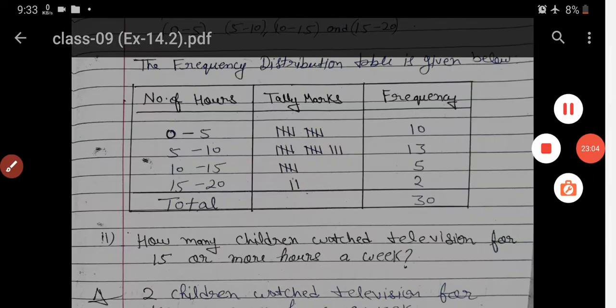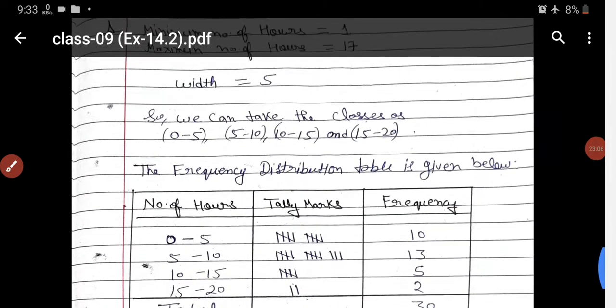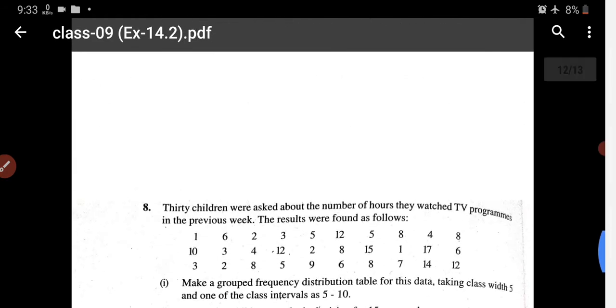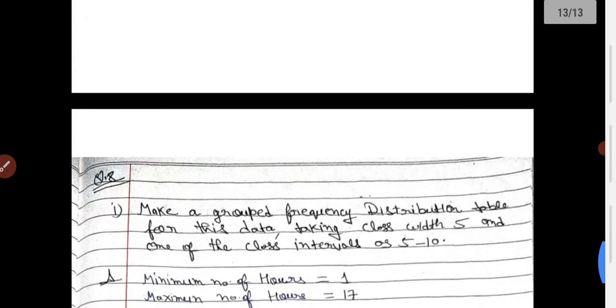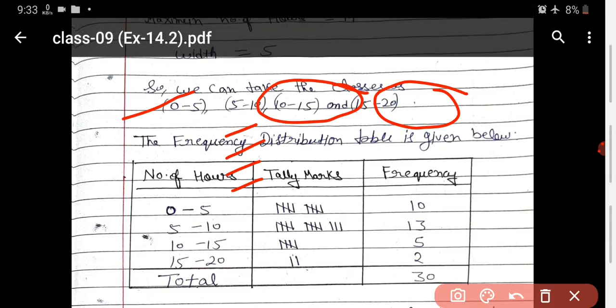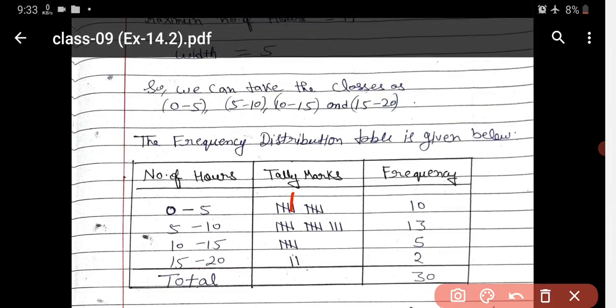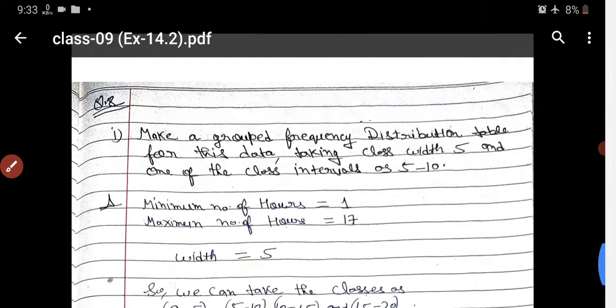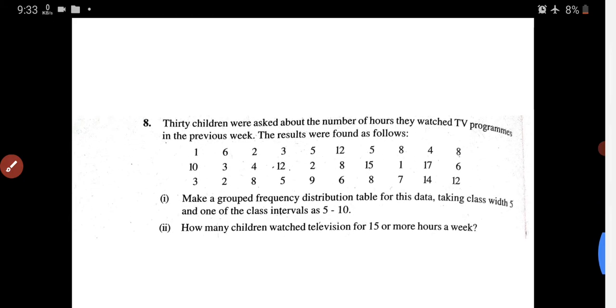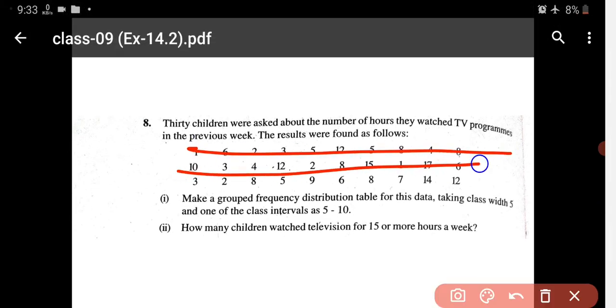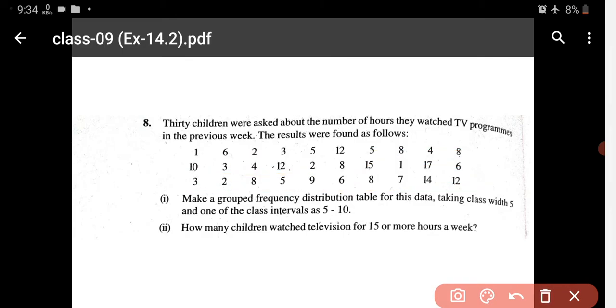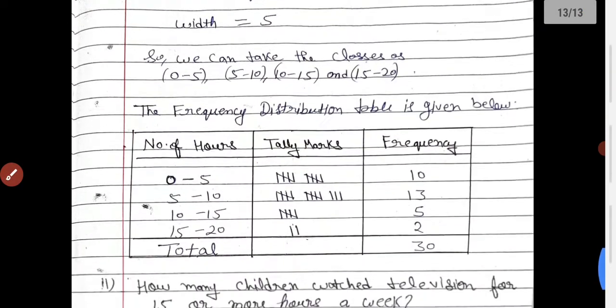Now just see the first one, say 1, 6, 2, 3, 5. So 1 comes here in the first class, 1, 2 here, 1, 2, 3 again here, 6 in the second one, and then 5 in the second one. Like that you have to draw the tally marks. When you complete all this data, first you have to read this number, and then this number, and then this number. In the last you get the tally marks like that.